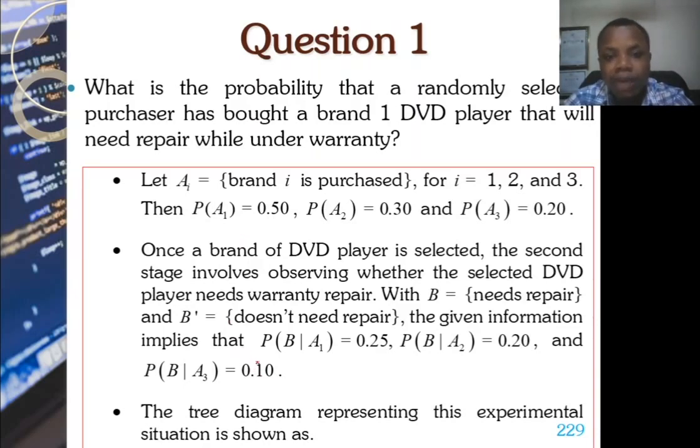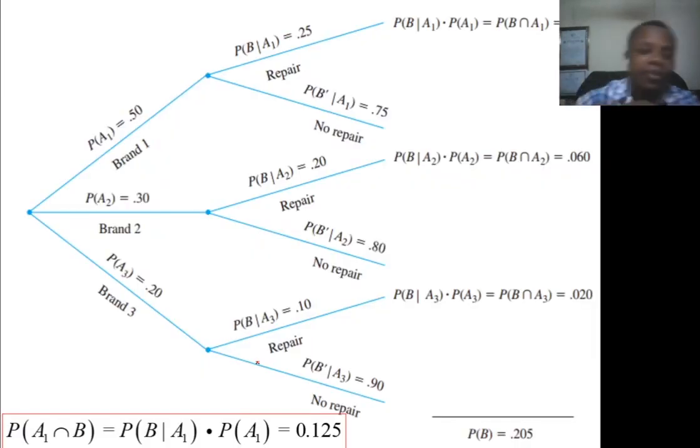Now let's see how we represent this on a tree diagram. So with this situation you can see that we have 3 brands of DVDs. So we have brand 1, brand 2, and brand 3. Now brand 1, 50% of the DVDs are brand 1. Of brand 2, we have about 30% of them, and brand 3 we have about 20%.